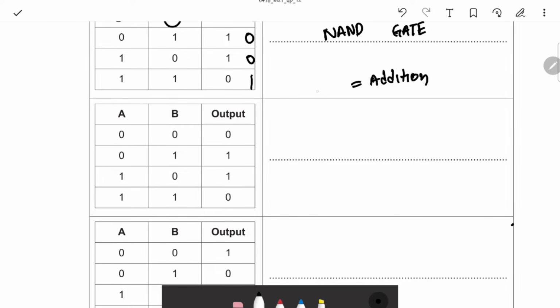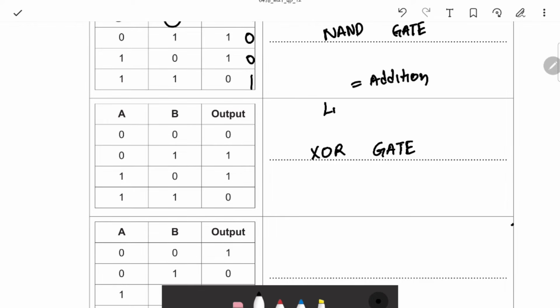Let's move on to maybe the AND gate. The AND gate is multiplication. 0 times 0 is 0. 0 times 1 is not 1. So it can't be the AND gate, and it can't be the NAND gate. So the only gate that's left for us is the XOR gate. So the answer is the XOR gate, and let's see if it is the XOR gate.